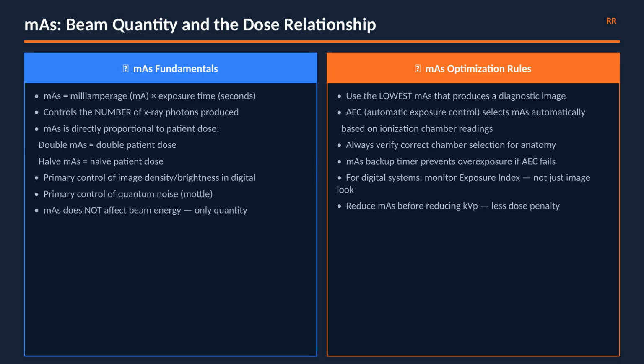Automatic Exposure Control, AEC, selects mAs automatically based on the radiation reaching the ionization chamber beneath the patient. AEC is your best tool for consistent, optimized exposure, but it only works accurately when the patient is correctly centered over the active detector chamber. Centering errors with AEC are a major source of overexposure in digital departments. Monitor your exposure index after every digital image. Not just image quality, the number itself.